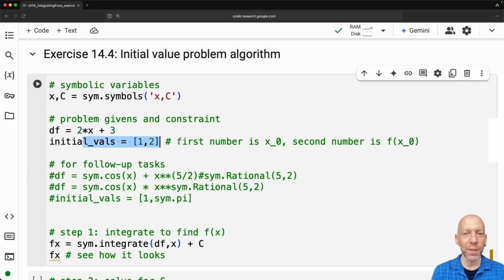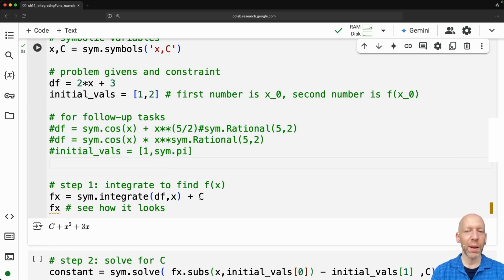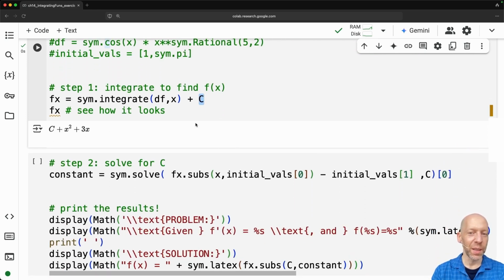Now there's multiple ways you could set it up. I chose to set this up in a list where the first number is x and the second number is f of x. So these are the constraints that are given to us by the problem. Okay, I will get back to this later. Okay, so here is step one. We integrate the derivative and we add a constant of integration. And there you go, it looks like that.